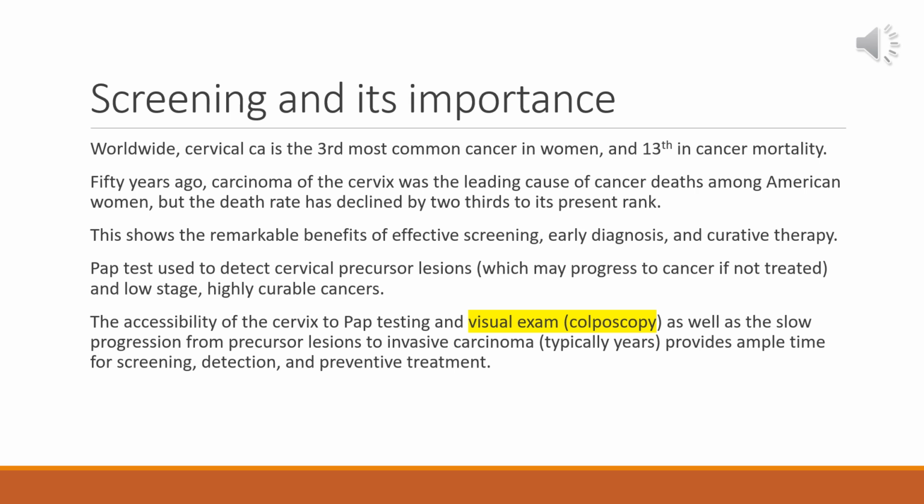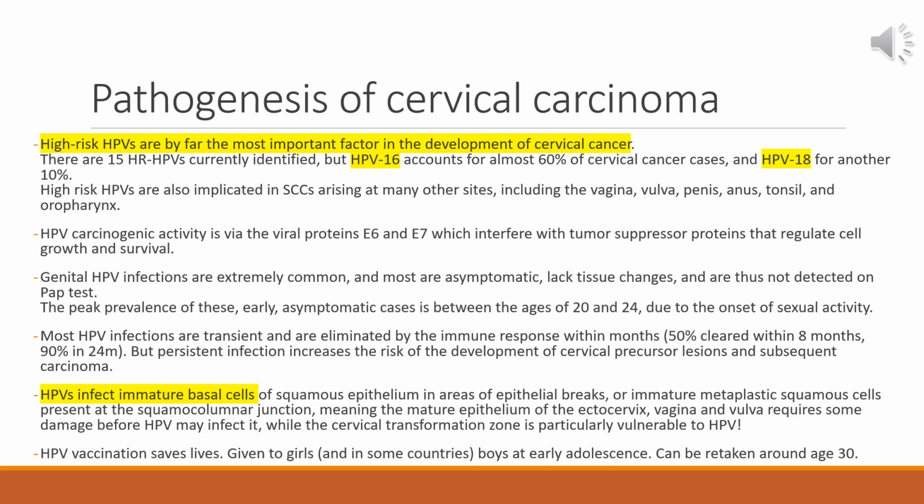Sometimes we don't find it early enough for them to not turn into carcinoma, but we can find them as early stages of carcinoma and prevent them from, for example, spreading. So the early prophylaxis or the early treatment saves lives. The accessibility of the cervix to pap testing and visual exam, also called colposcopy, as well as the slow progression from precursor lesions to invasive carcinoma, years, provides ample time for screening, detection, and preventative treatment.